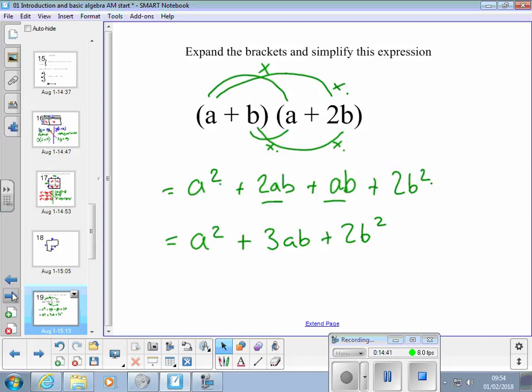Right, so that last bit is called collecting like terms. So we multiply out brackets, and we select like terms.